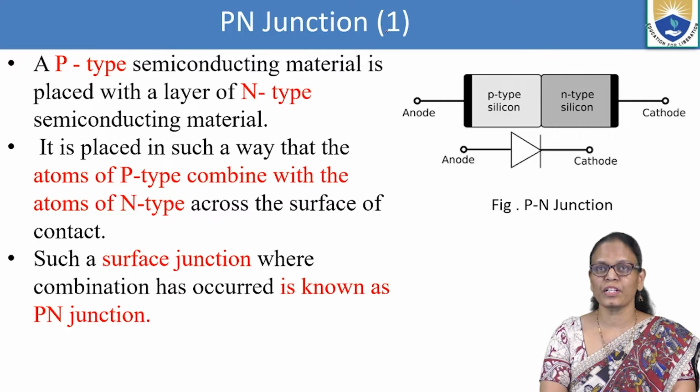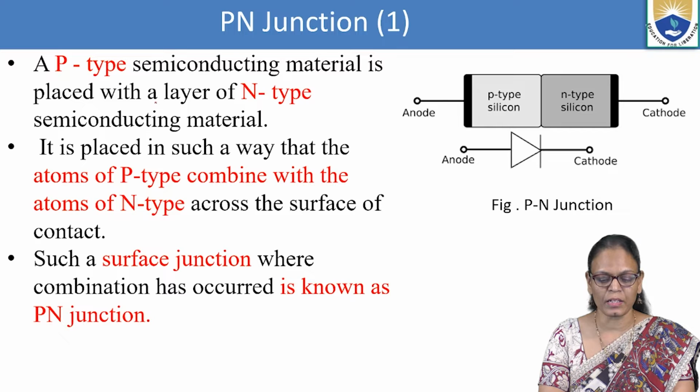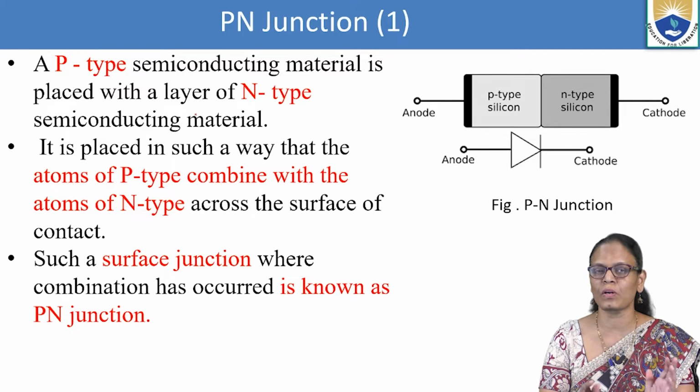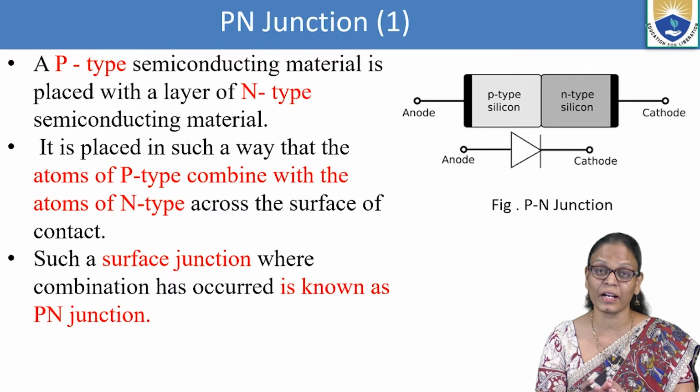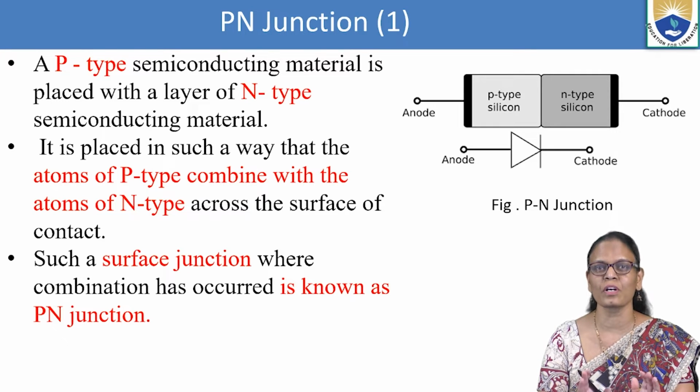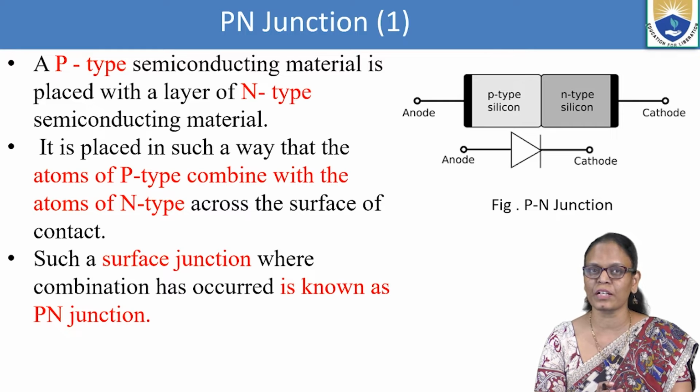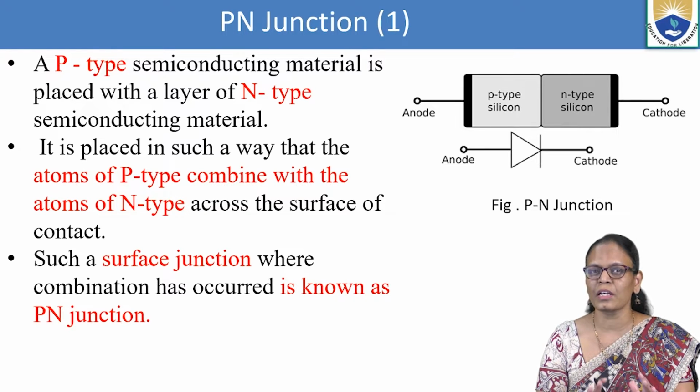Coming to the PN junction, a P-type semiconductor material is placed with an N-type semiconducting material. We have already seen in the previous topics how a PN junction is formed, and there are different methods of formation of a PN junction. You can refer to that video for the formation. Here we are mainly focusing on the working of a PN junction diode.